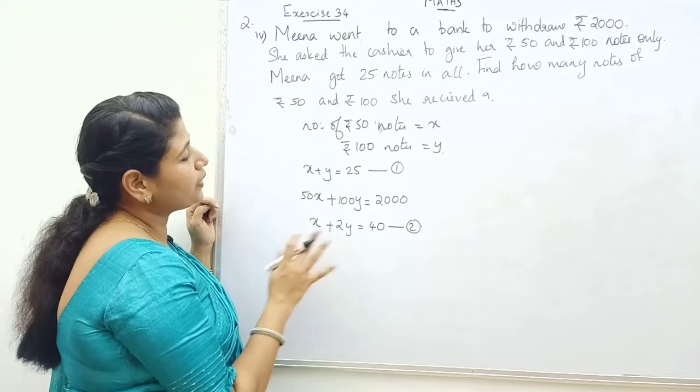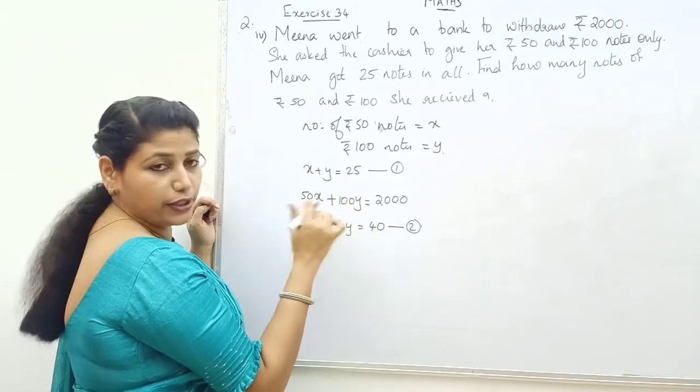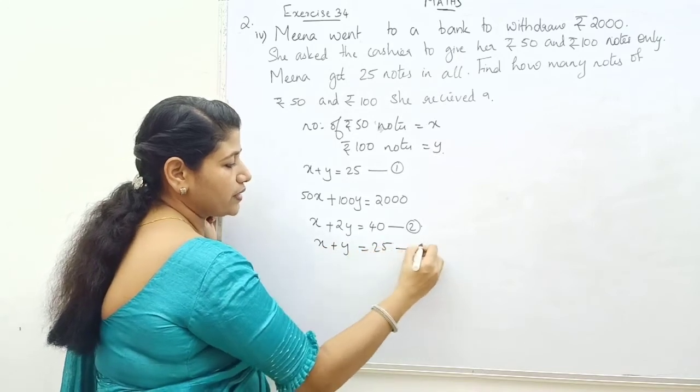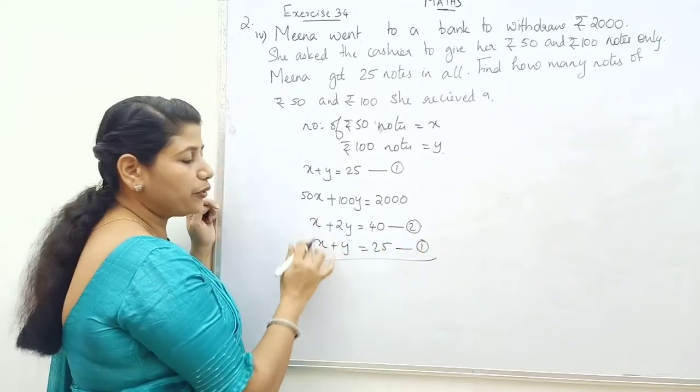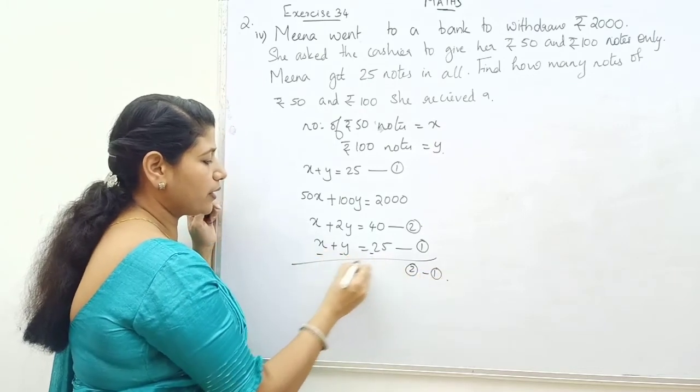Okay. Now we can eliminate. By using the elimination method, we can subtract 1 and 2. So I am writing x plus y equal to 25, the first equation, just below this. And I am going to subtract 2 minus 1. So you can change the signs. This will all become negative.